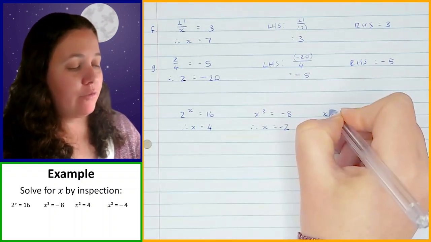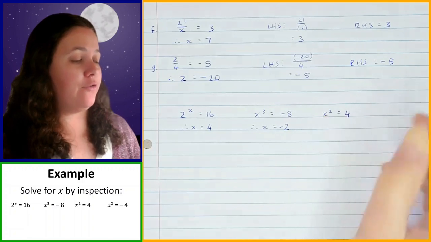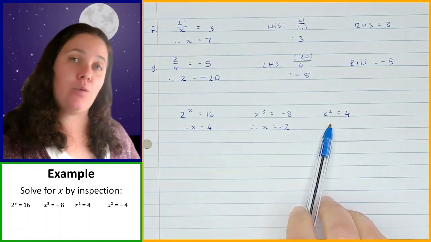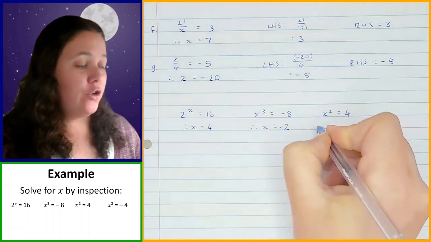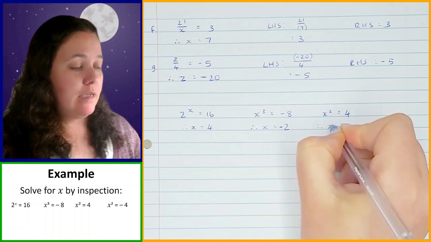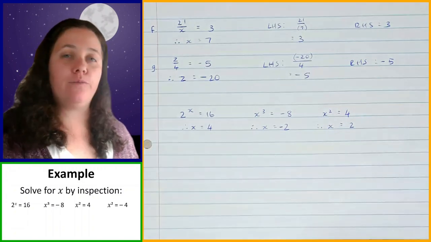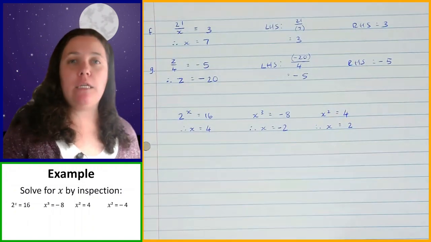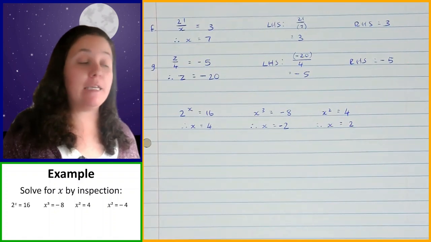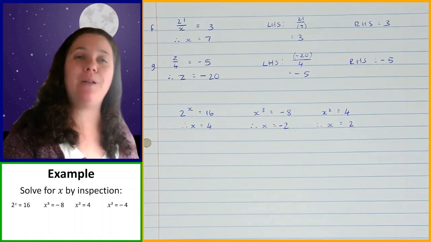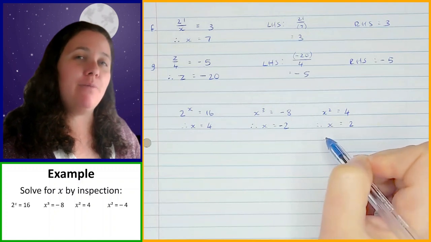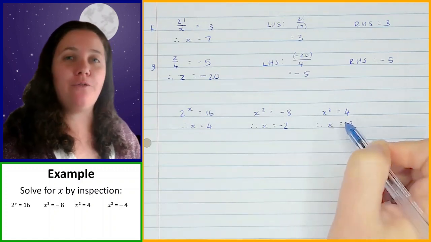x to the power of 2 equals 4. Okay, now this is an interesting one, because your first instinct is probably to say x is equal to 2. Okay, because 2 squared is 4, and that's correct. There's nothing wrong with that. However, it's not complete, because there's another number that I can square to get 4.